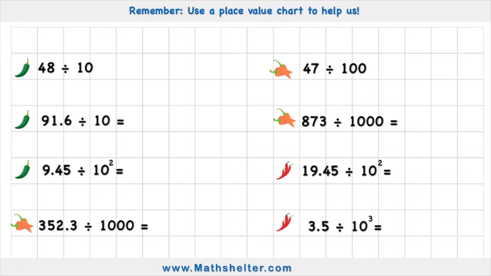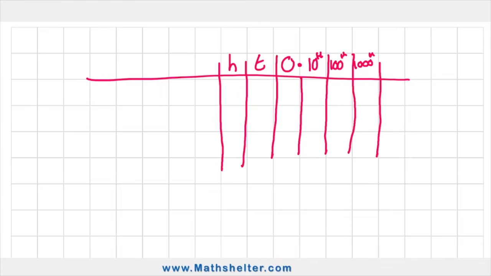So what are we going to remember today? Well, we're going to remember that we can use a place value chart to help us. So let's have a look what that means with our first question, 48 divided by 10. Well, we're starting off nice and easy because 10 is simply just 10 to the power of 1, so we don't have to do any other multiplication or calculation. All we're going to use is our place value grid to help us understand how to do this division. So first let's build a place value chart, and I'm ready to begin.